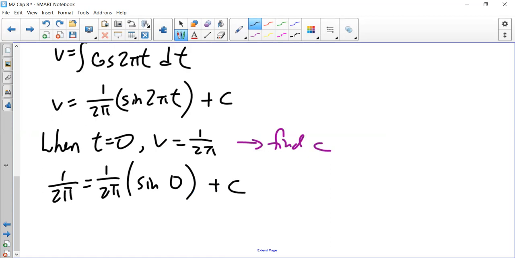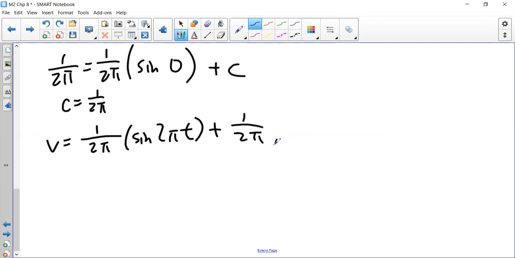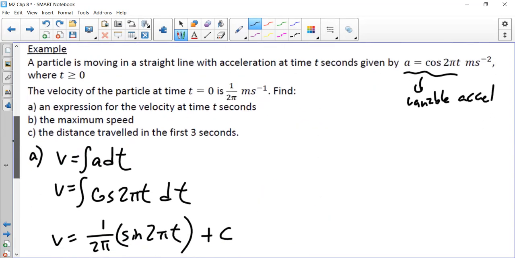So c equals 1 over 2 pi. Therefore, the velocity equals 1 over 2 pi sine 2 pi t plus 1 over 2 pi. And that's the answer. Part B, find the maximum speed.